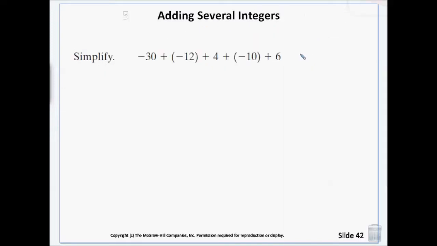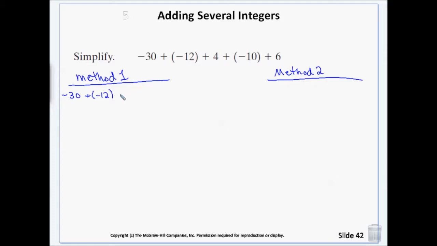There are 2 ways to approach this problem. Method 1 and method 2. Method 1 involves leaving everything in the exact same order it's in, and adding it in parts. I usually just do 2 numbers at a time down the row.